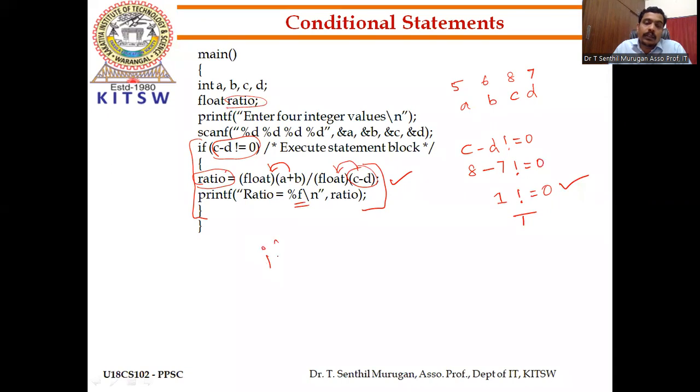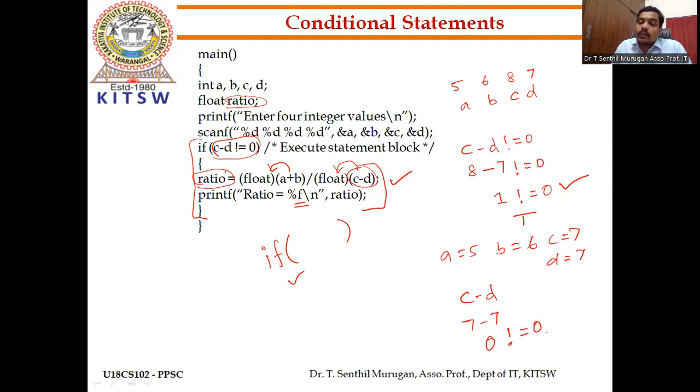Clear? If it is checking the condition and it is true, it will work. So we will give an example of a condition. What is the input? A equal to 5, B equal to 6, C equal to 7, D equal to 7. So C minus D you will calculate. 7 minus 7. Okay. So 0.